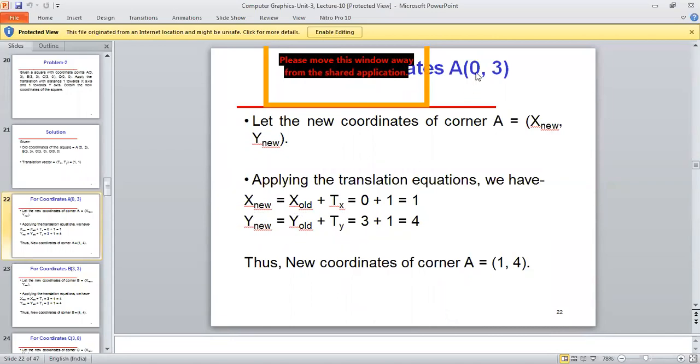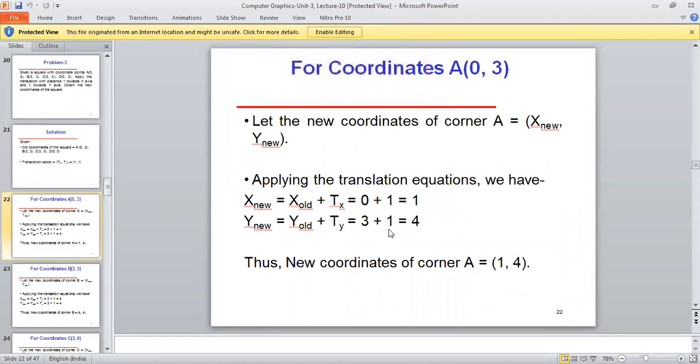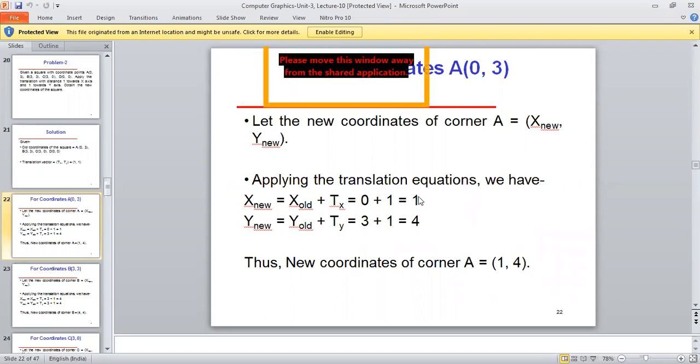So x old is 0, 0 plus tx is equal to 1, so it will come 1. Similarly, y old is 3 here, and ty is the same, 1. Then these are the new points x new, y new for vertex A. Now for vertex A, the new points are 1, 4. The new coordinate of corner A, or vertex A, is 1, 4.